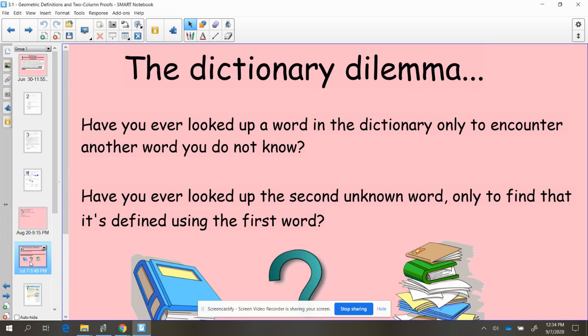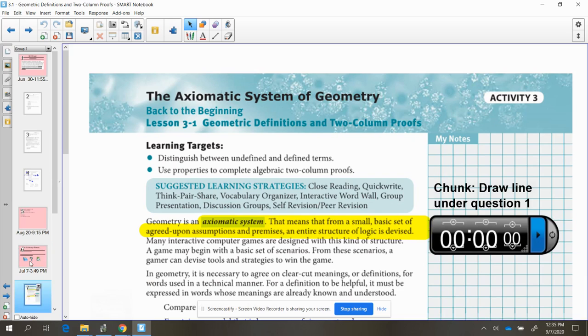Now, one of the things we talk a lot about in this lesson is vocabulary and the idea of creating vocabulary words. So think about when you have a dictionary and you need to look up a word you don't know. And have you ever gotten to the point where you look up a word, and then the definition is just made up of more words you don't know? Well, eventually it has to come back to a set of words you do know if you keep looking these words up. And that's where the idea of the axiomatic system of geometry comes into play.